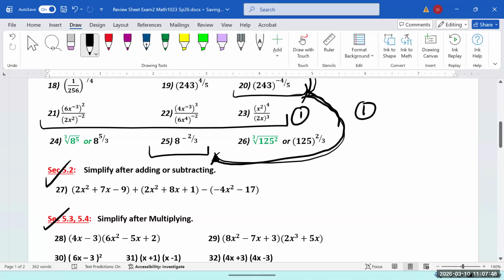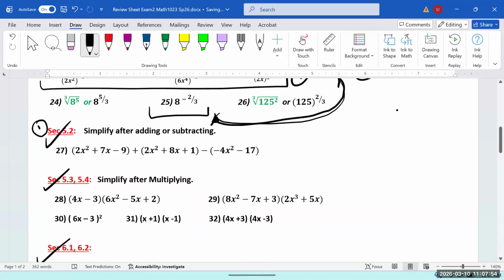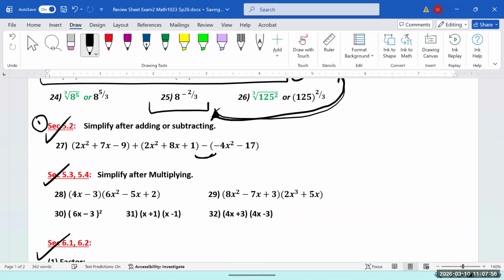From 5.2, there is one question. Addition, subtraction. Be very careful when you subtract. What happens when you subtract any polynomial or anything? The sign changes. So first you have to distribute the negative. So this will turn into positive and this will turn into positive, and then you combine them. For addition, we don't have to do anything. We don't worry about anything, but for subtraction, always change the sign.